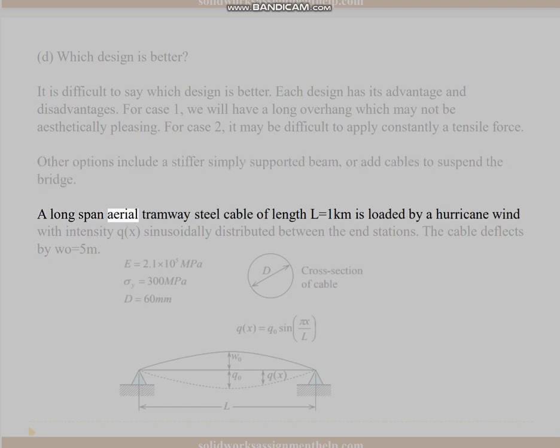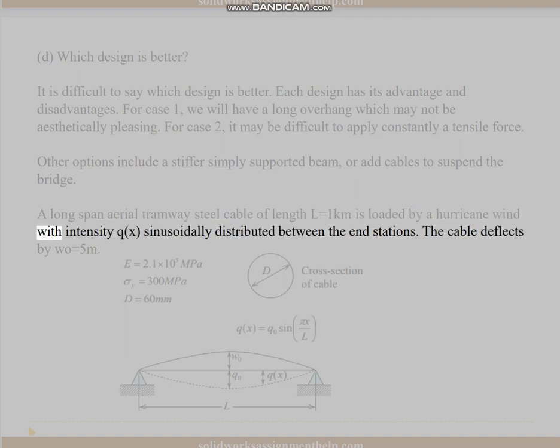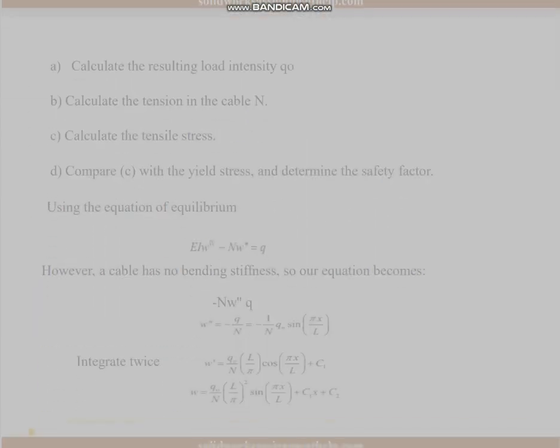A long-span aerial tramway steel cable of length L equals 1 km is loaded by a hurricane wind with intensity Q, sinusoidally distributed between the end stations. The cable deflects by W equals 5 m. A. Calculate the resulting load intensity Q0. B. Calculate the tension in the cable N. C. Calculate the tensile stress. D. Compare C with the yield stress and determine the safety factor.